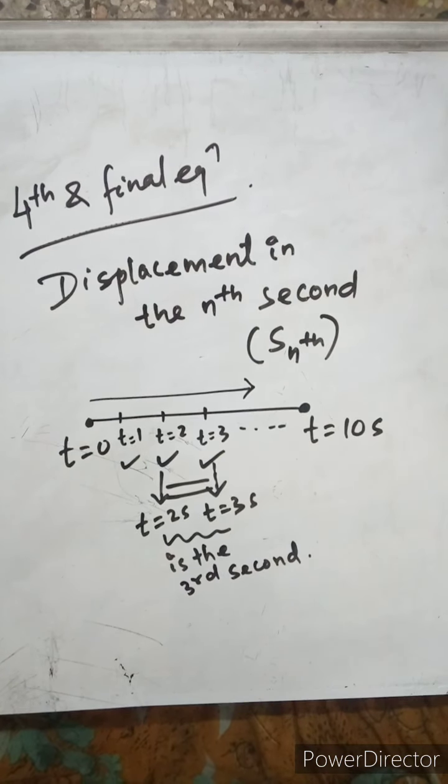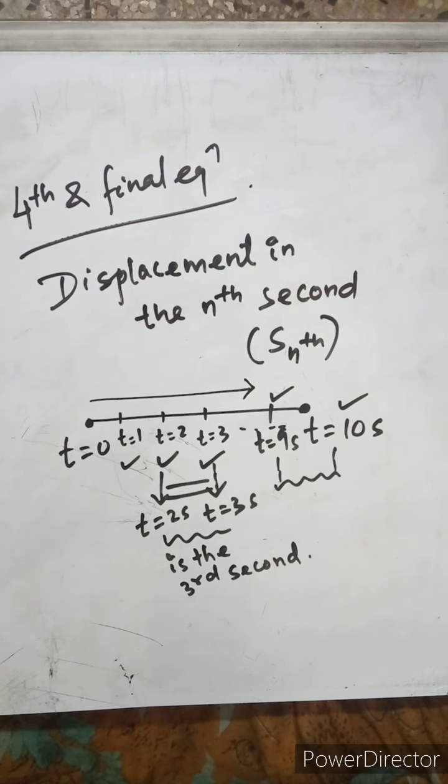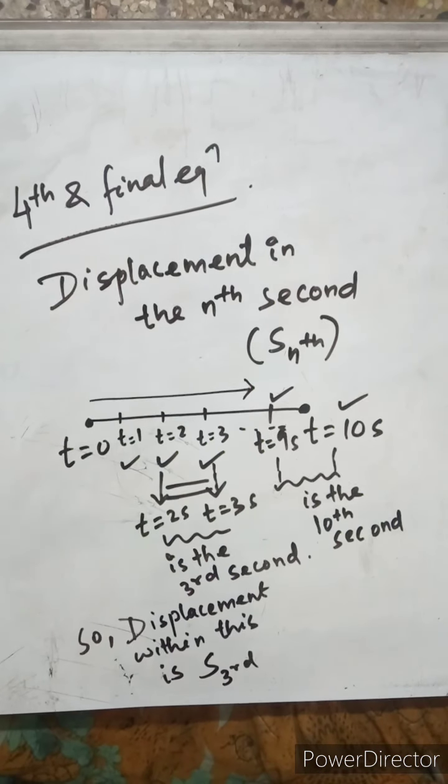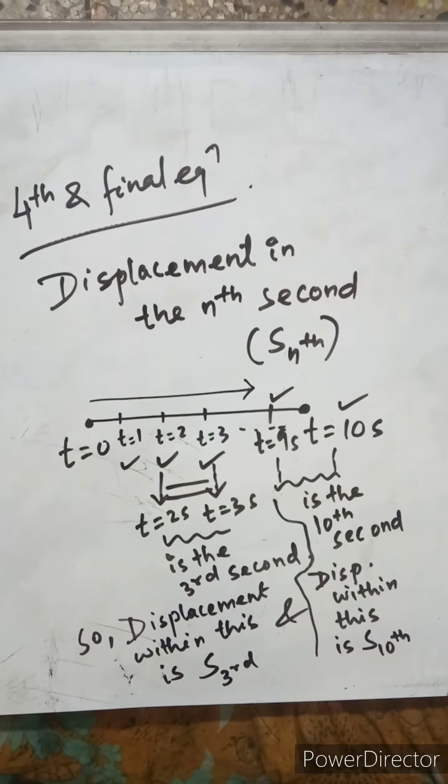Now consider 2 seconds to 3 seconds. This time limit is the third second, and suppose t is equal to 9 to t is equal to 10 seconds, so that is the 10th second. From 9 to 10, 10th second. From 2 to 3, third second. So the displacement between 2 seconds and 3 seconds is s third, and the displacement within 9 seconds to 10 seconds is s tenth.